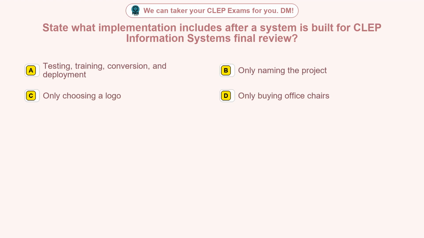Question 74. State what implementation includes after a system is built for CLEP Information Systems final review. Option A, testing, training, conversion, and deployment. Option B, only naming the project. Option C, only choosing a logo. Option D, only buying office chairs. The correct answer is option A, testing, training, conversion, and deployment.